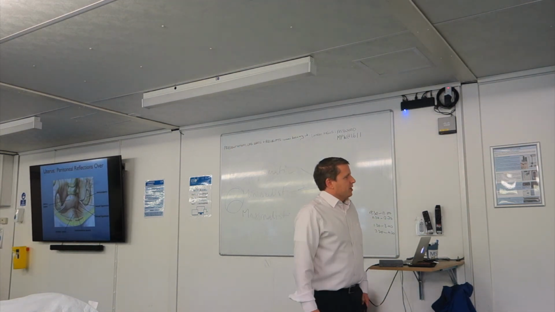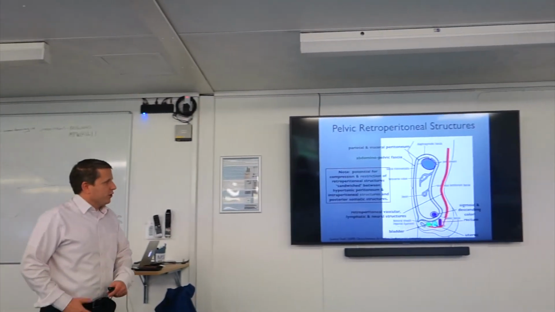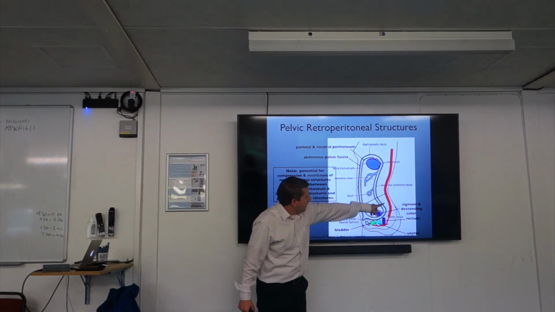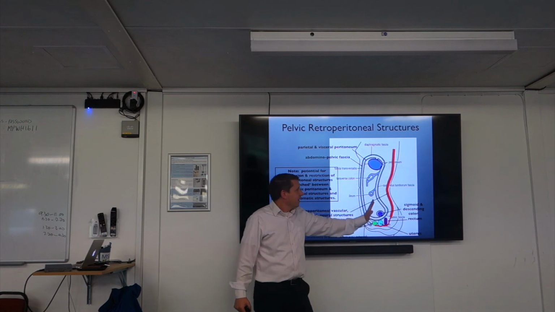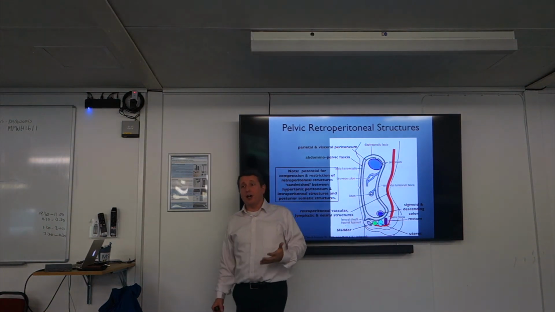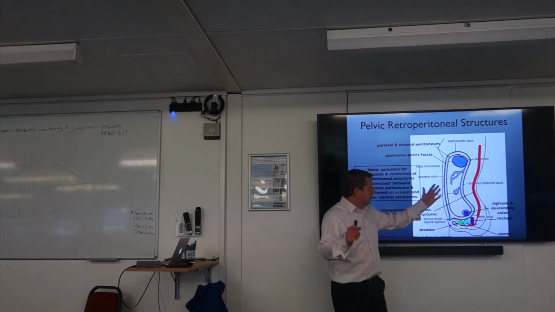Okay, same picture really, just showing much the same thing. The point of this picture really is just to show the peritoneal cavity, and everything behind that we call retroperitoneal. So the kidneys sit behind there. Actually, the ascending and descending colon are technically retroperitoneal, but yeah, we won't get into that.